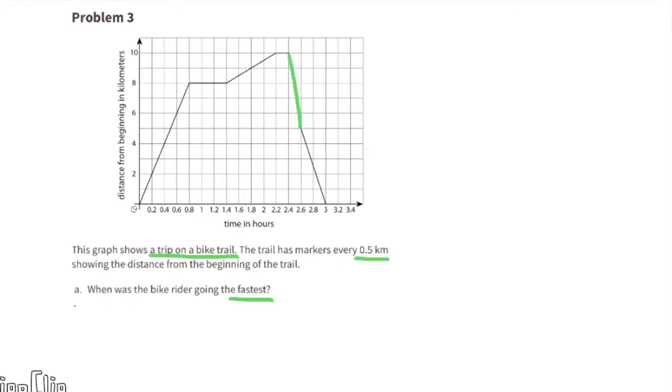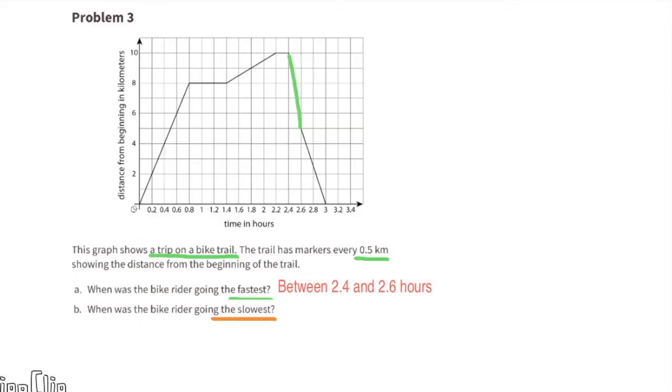The horizontal axis, or the x-axis, is time in hours, and the vertical axis, or the y-axis, is distance from beginning in kilometers. Between 2.4 and 2.6 hours, the bike traveled 5 kilometers. So the bike rider was going the fastest between 2.4 and 2.6 hours.